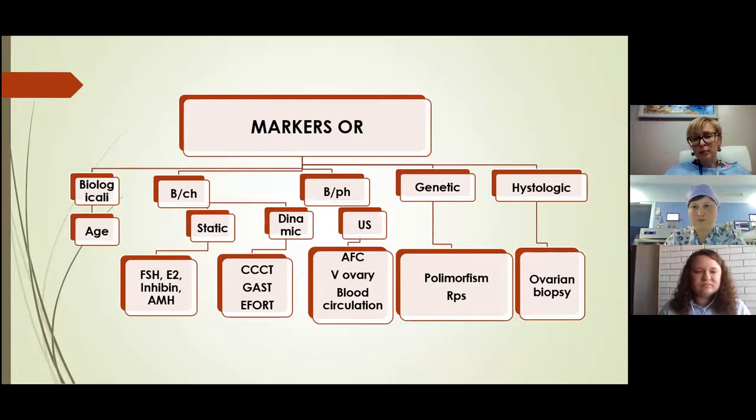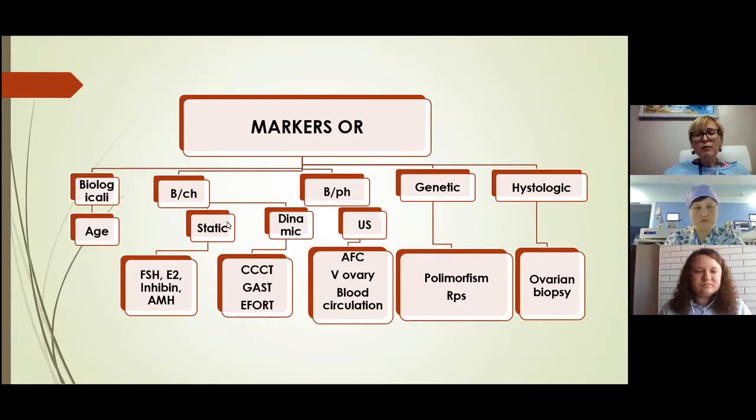In this table, you can see the different markers of ovarian reserve. We have a lot. They are biochemical, biological, biophysical, genetic, etc. Biological, what does it mean? The most important biological marker is age, because the age of a woman is detrimental to oocyte quantity and quality, and we will see later why.